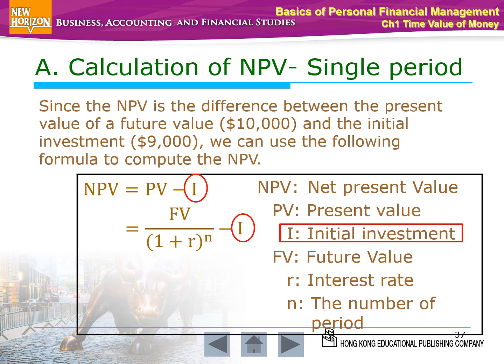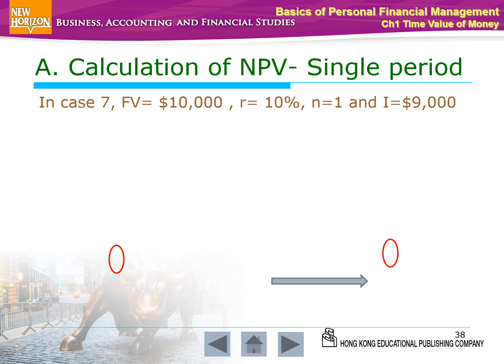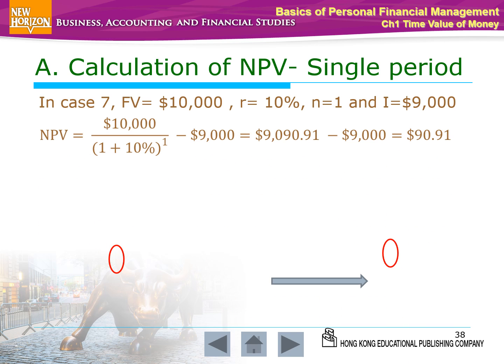So you have learned that the present value can be calculated by use of the formula: future value over 1 plus rate, interest rate, to the power n. We substitute the figures: a future value of $10,000, rate 10%, and 1 year later, initial investment is $9,000. We put all these figures into the formula, and we'll see that the net present value is positive at $90.91.